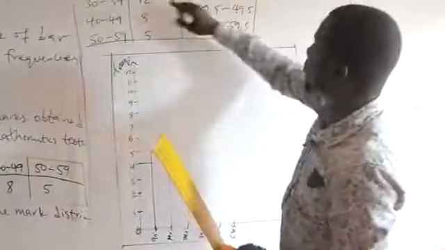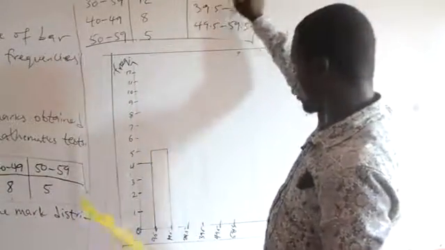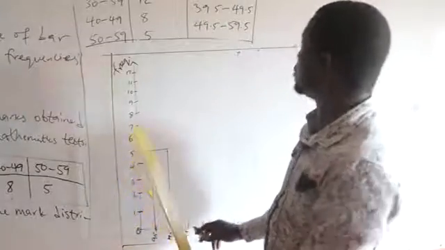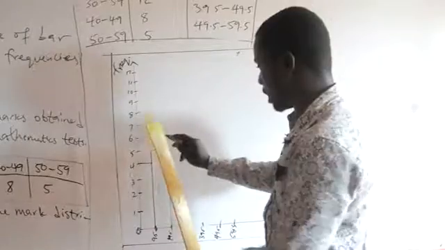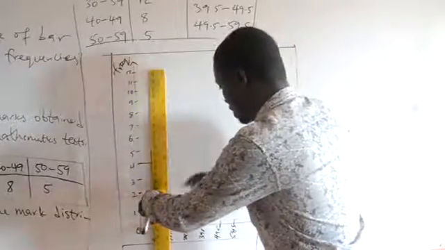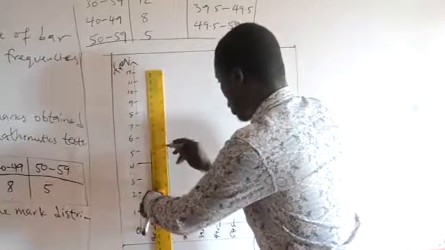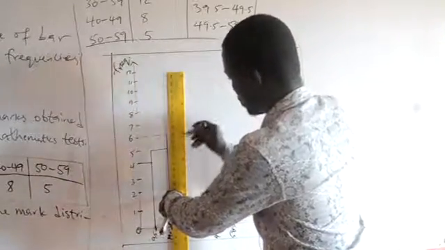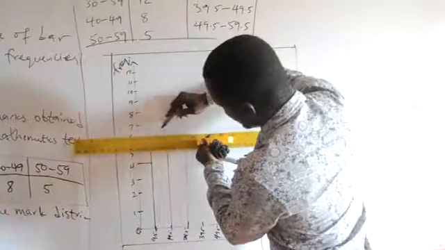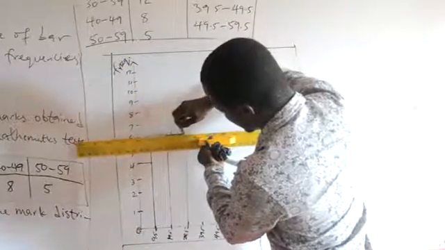Alright, then we have 19.5 to 29.5. So that frequency is 6. You trace 6 down here. So you just project this one up. Project this one up. Then you come here, project this very one up. Then from there, you now join it. It must be in line with that 6.